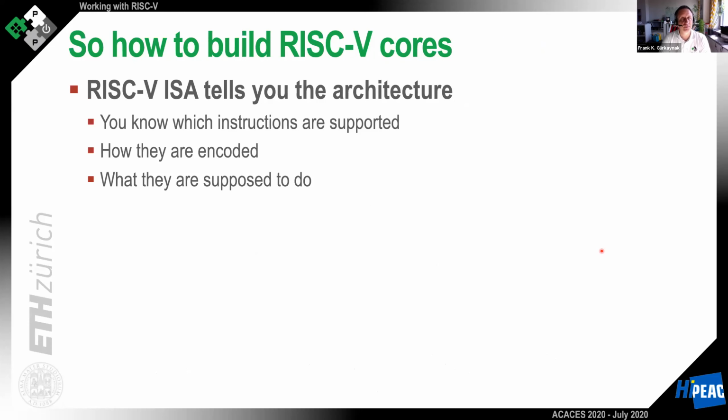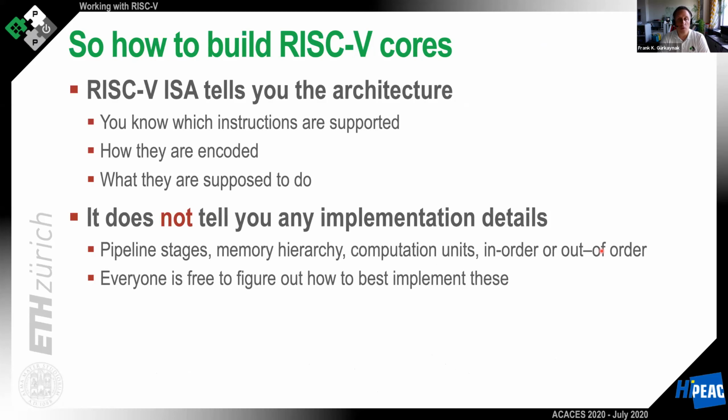So we talked about what the RISC-V ISA is, but now I want to spend the rest of the time talking about how we use this knowledge and how we build some cores. The RISC-V ISA tells you the architecture. You know which instructions are supported, how they are encoded, and what they are supposed to do. It does not tell you any implementation details.